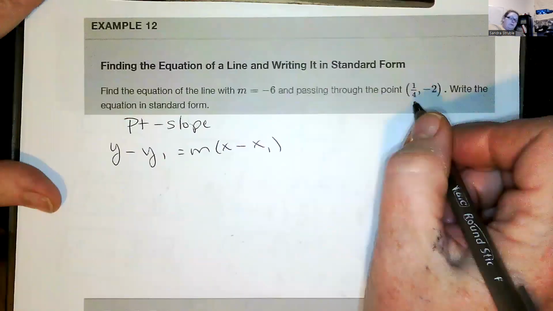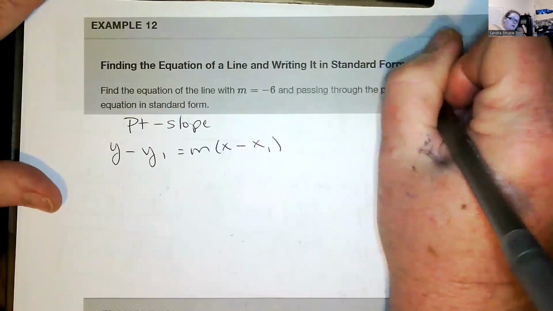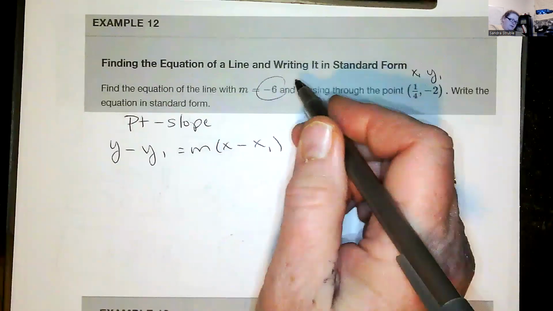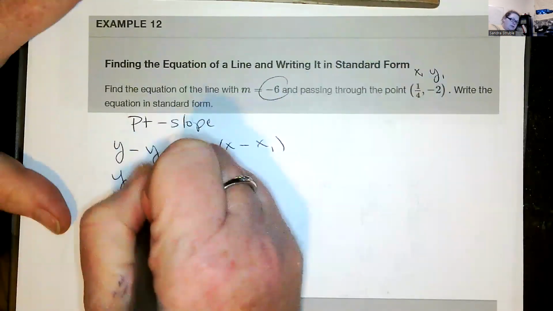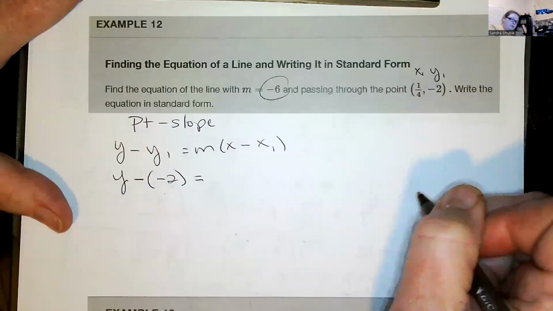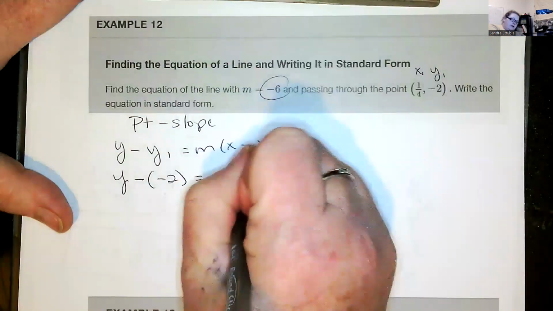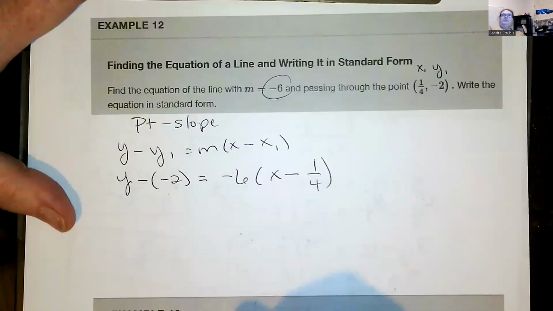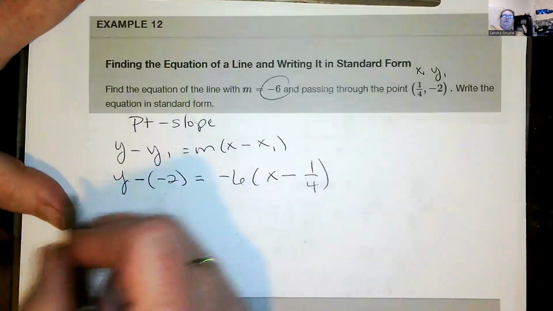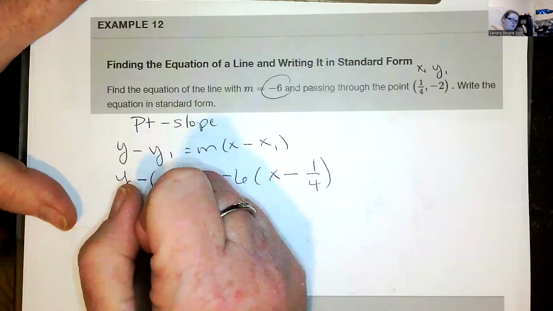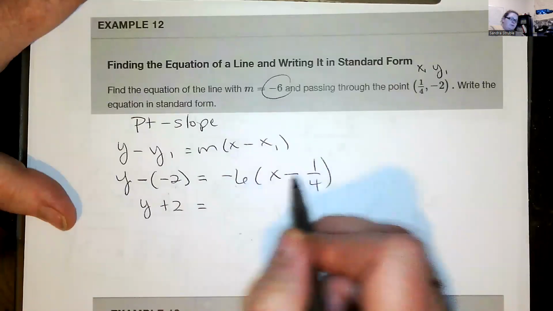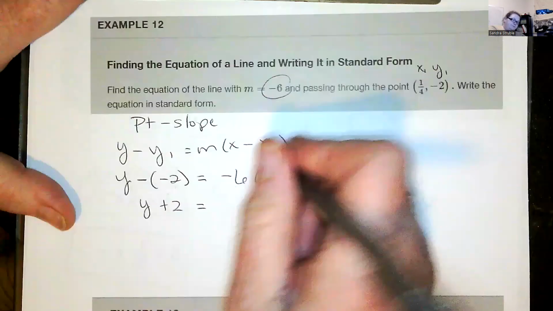I'm going to use the point they give us as x1, y1. We've got our slope right here of negative 6. So y minus negative 2 is equal to, the m is negative 6, x minus 1/4. All right, first thing I'm going to do is start combining some things. So I've got y minus a negative 2 is y plus 2 is equal to, now I can go ahead and distribute that 6 across here.